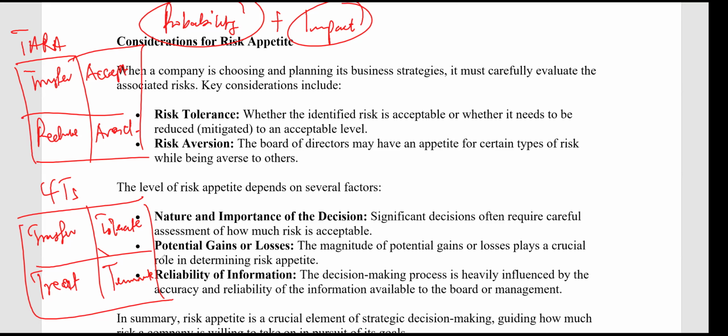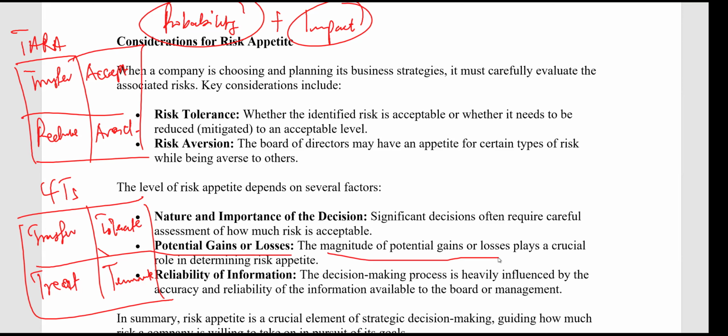But your level of risk appetite, which is like your capacity, depends on, one, the nature and importance of the decision you want to take. For instance, careful assessment of, okay, how much risk is acceptable? Then you also look at the potential gain or losses that you are going to get. So the magnitude of potential gain or losses actually plays a crucial role in determining your risk appetite, okay?